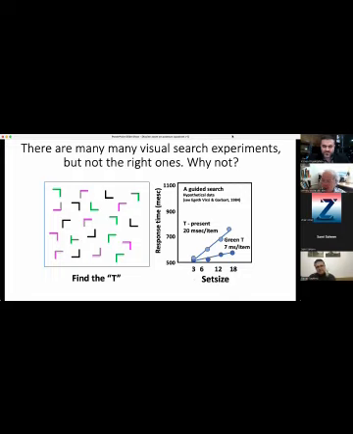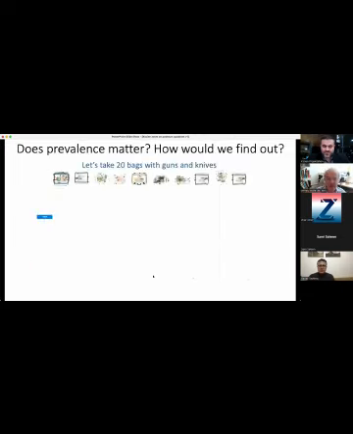You would never do an experiment where your target was only available a few percent of the time. It's just not a question that would be interesting to ask until you have this use-inspired question. We had a very specific question. What happens if the items are rare? So we went and looked.